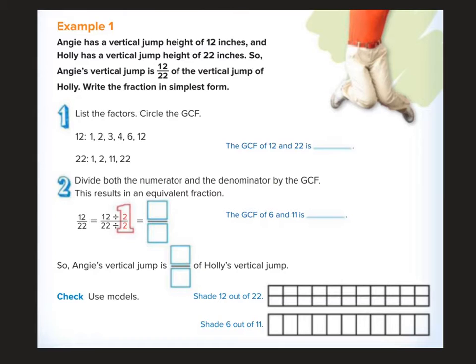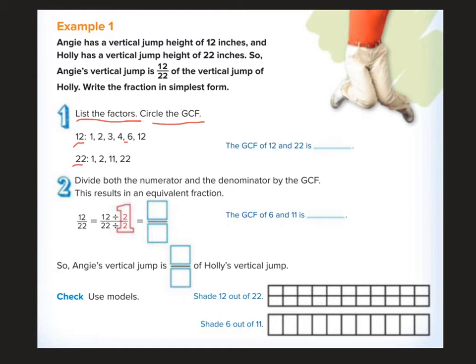Angie has a vertical jump height of 12 inches. And Holly has a vertical jump height of 22 inches. So Angie's vertical jump is 12/22 of the vertical jump of Holly. Write the fraction in simplest form. So first we're going to list the factors. Circle the GCF. So for 12, I have 1, 2, 3, 4, 6, and 12. For 22, I have 1, 2, 11, and 22.